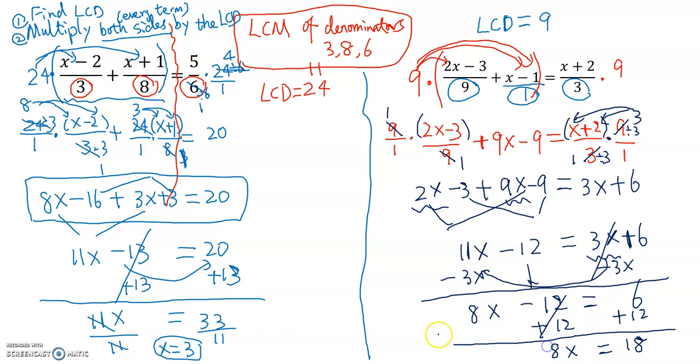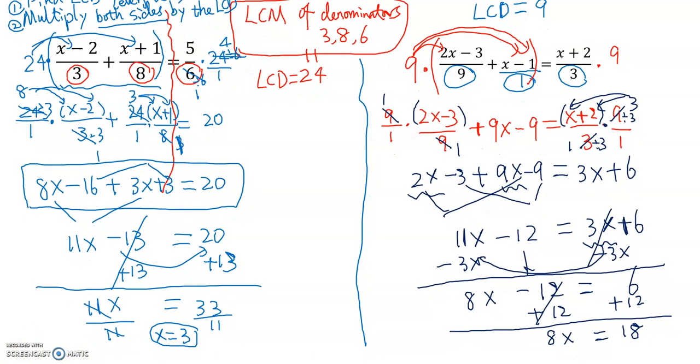Okay, the final step is to get rid of that 8 there. So we divide both sides by 8. And this time we're going to get a fraction. And make sure your fraction is reduced. And notice that 2 goes into both of them. So we divide both of them by 2. That gives a 9 over 4 as the final answer.